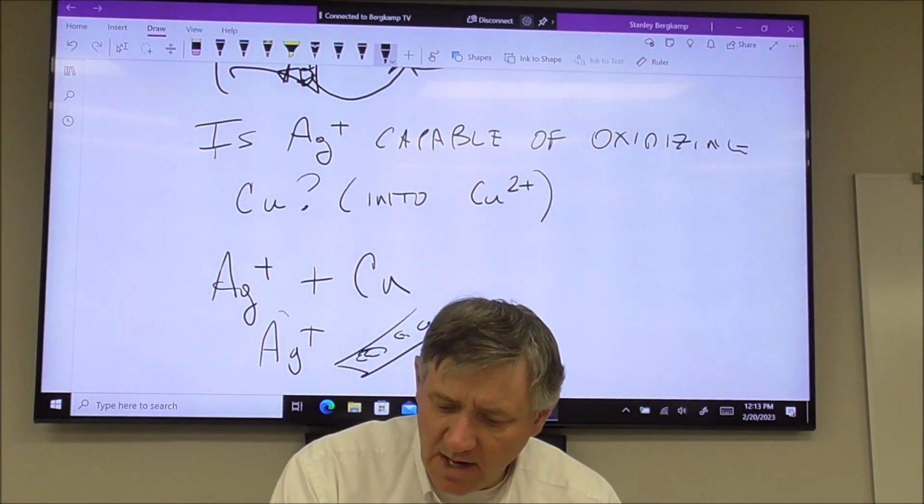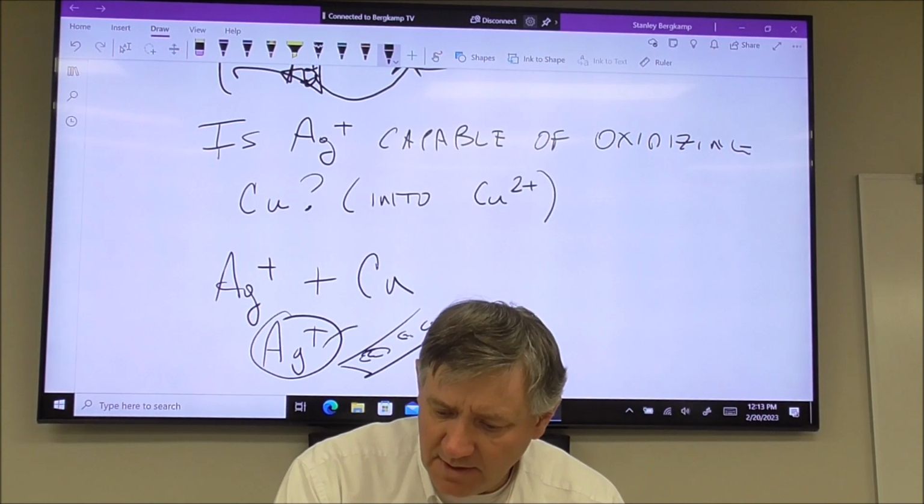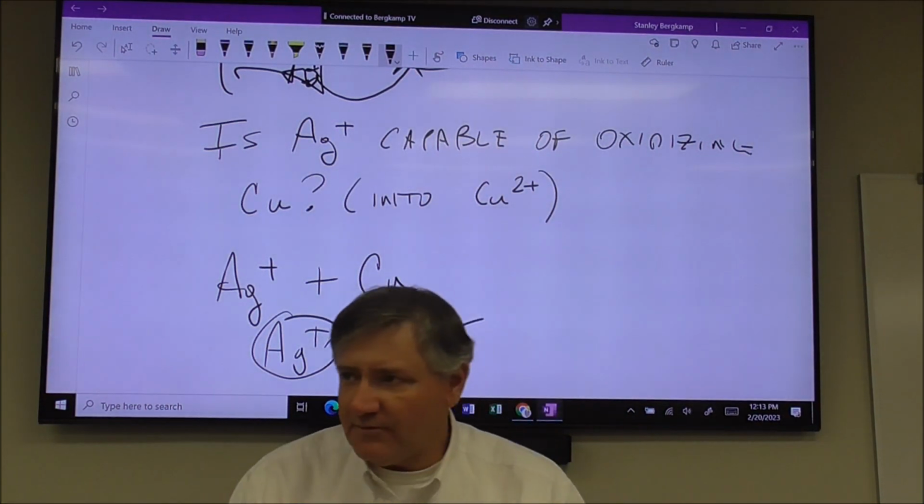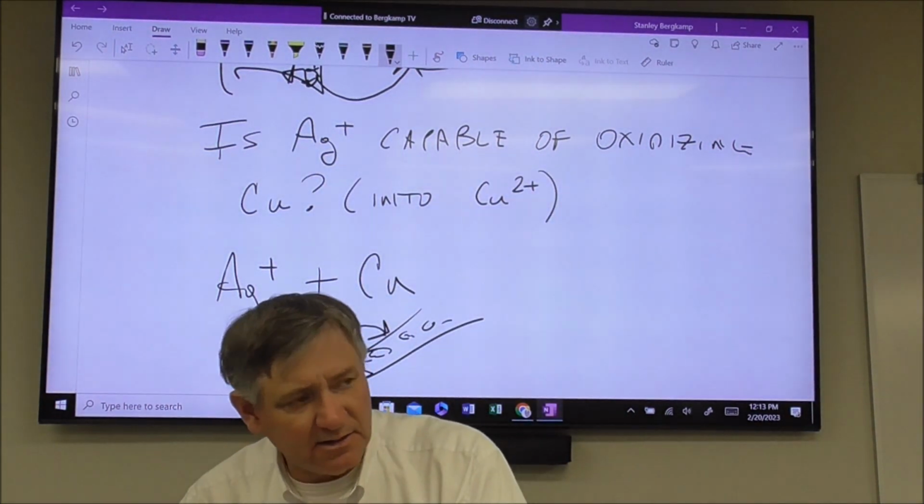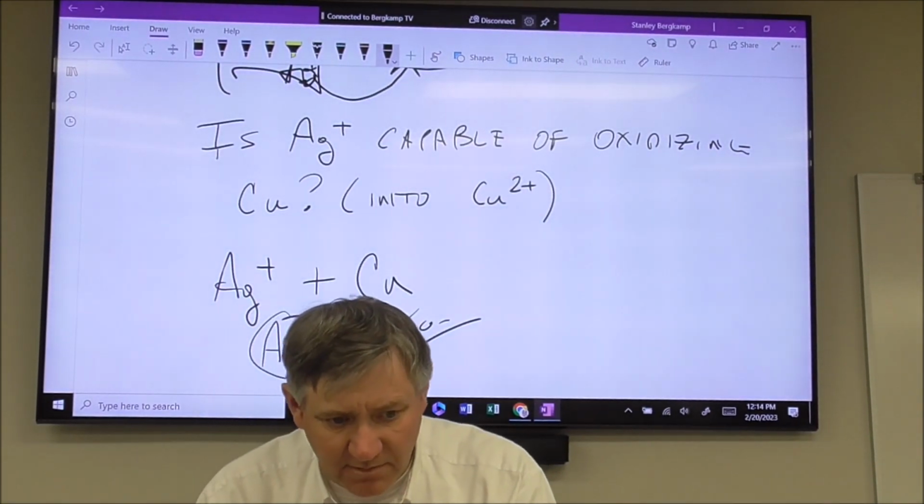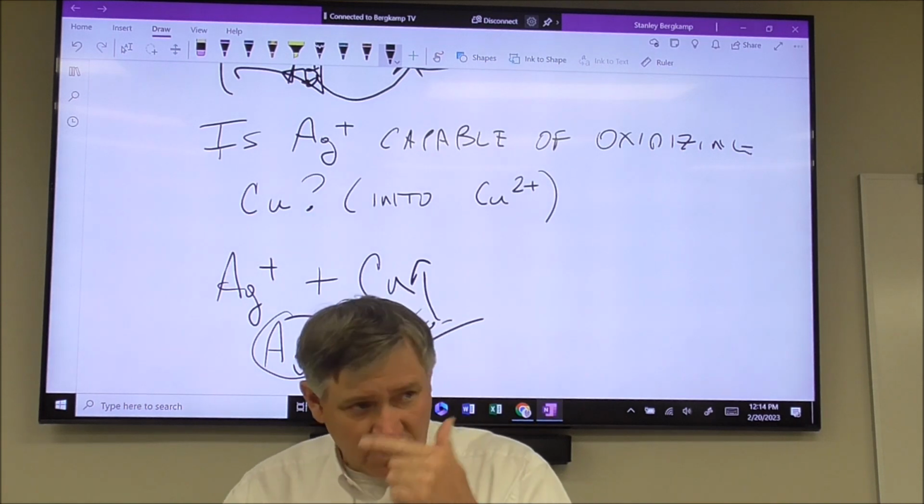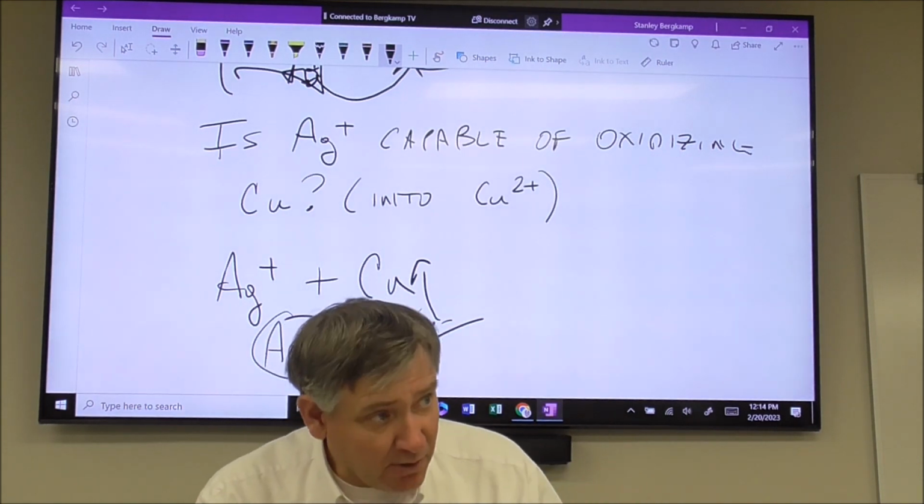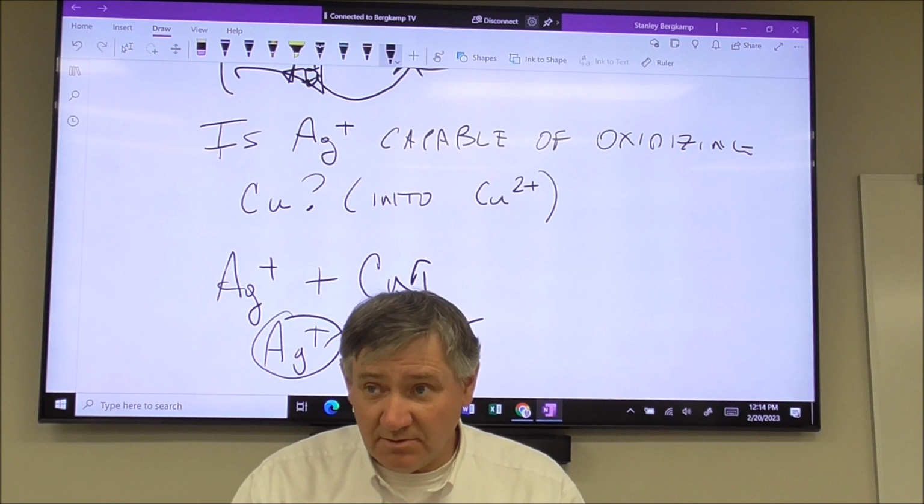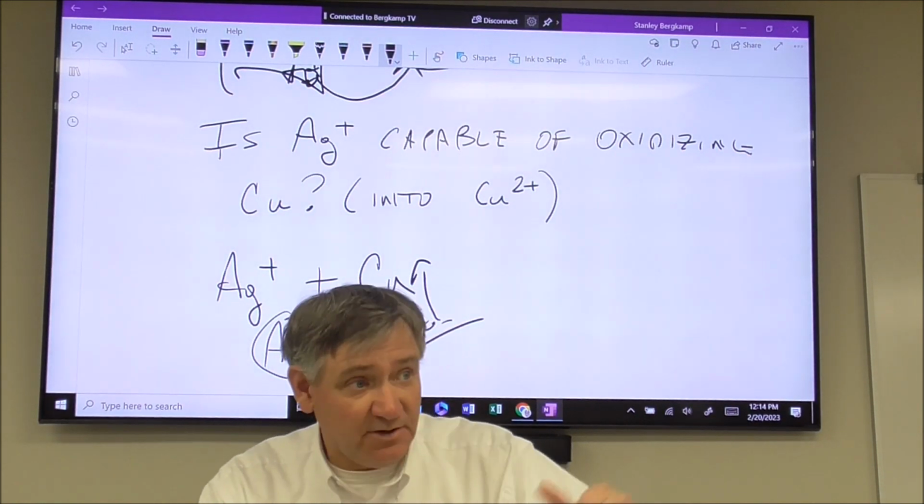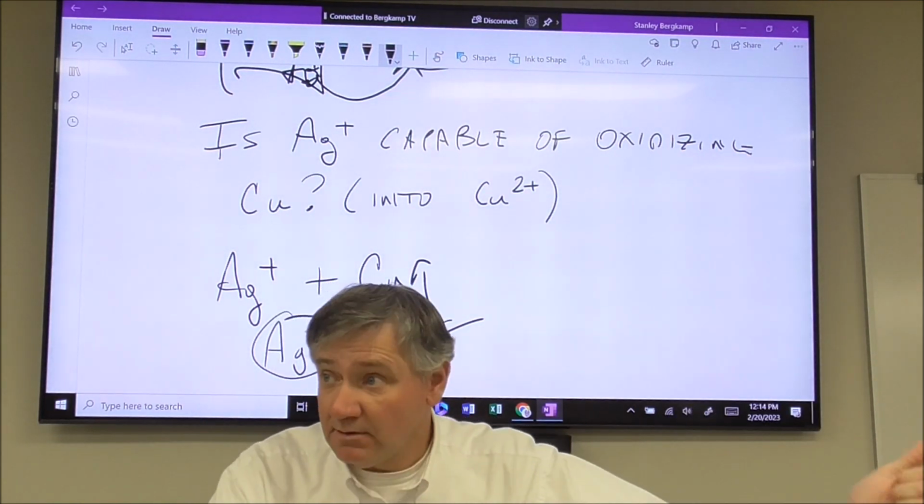is this silver ion going to have enough of an ability to take electrons away from the copper? And then the rule is, though, the copper has this code that says, here's the story, you give up the electrons, you're kicked out of the club. Okay?